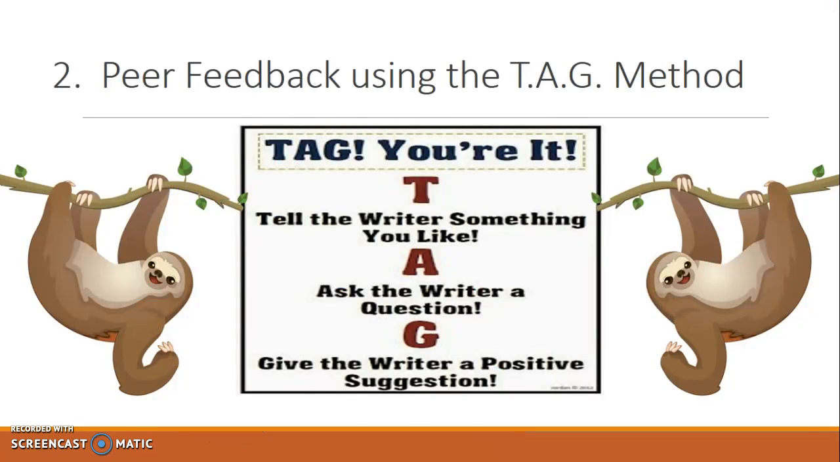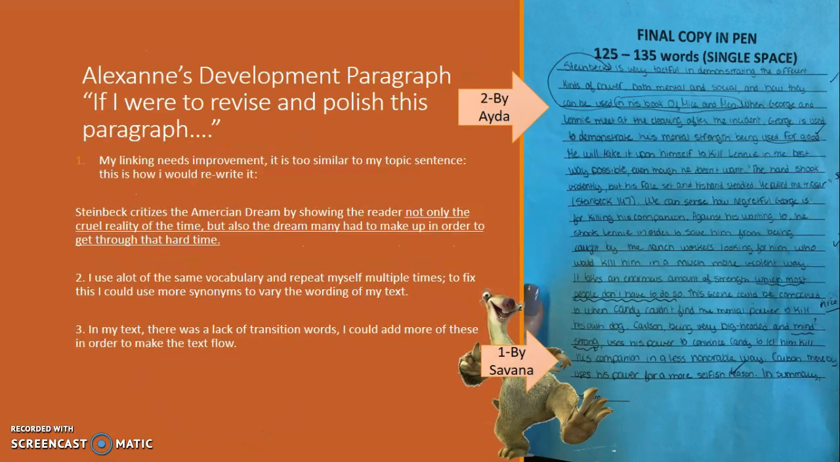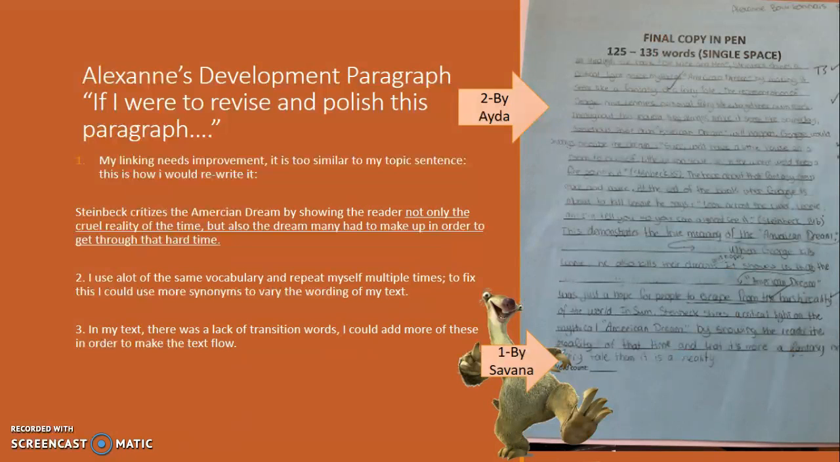Okay, so if I were to revise and polish this paragraph, these are the changes I would bring to it. First of all, my linking sentence needs improvement. It's way too similar to my topic sentence. Instead of writing, in sum, Steinbeck shines a critical light on the mythical American dream by showing the reader the reality of that time, and that it is more fantasy or a fairy tale than it is a reality, I would write, Steinbeck criticizes the American dream by showing the reader not only the cruel reality of the time, but also the dream many had to make up in order to get through the hard time.